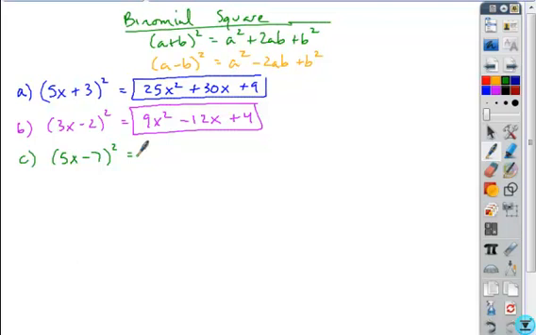Right, recognize you have a binomial square, so it fits the pattern of square the first term, 5x squared. Then it's plus double the product of the terms. 5x times a negative 7 is negative 35x. Double that, you get negative 70x. And your last term is the last term squared. Negative 7 squared is plus 49, and that would be your solution.